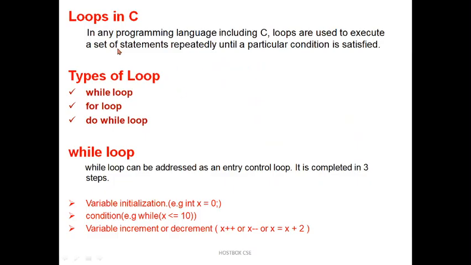So what is a loop? Generally in a programming language, loops are used to execute a set of statements repeatedly until a particular condition is satisfied. So until we achieve some target, we can repeatedly use the set of statements. We have three types of loop: one is the while loop, another is the for loop, and another is the do while loop.